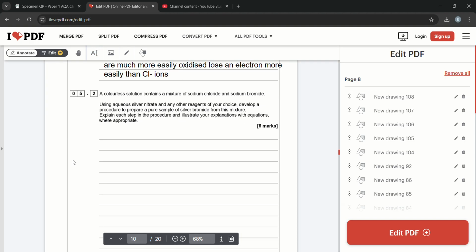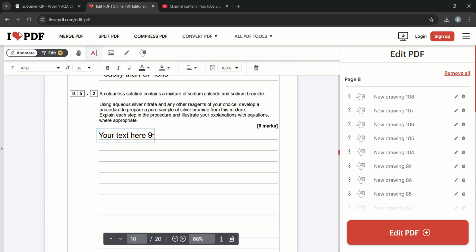5.2. A colorless solution contains a mixture of sodium chloride and sodium bromide. Using aqueous silver nitrate and any other reagents of your choice, develop a procedure to prepare a pure sample of silver bromide from this mixture. Okay, so we're going to have 3 stages. It's a 6 marker.